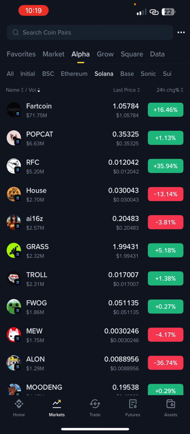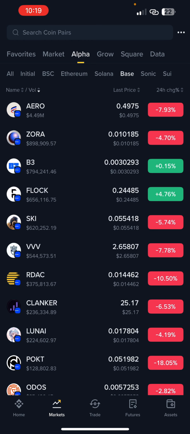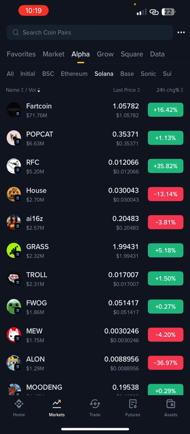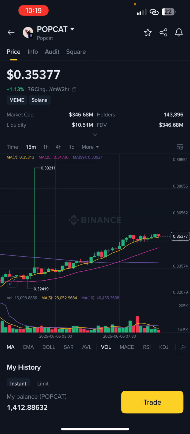So I'm going to go to Solana. I like to trade tokens on Solana because it has the cheapest gas fee. I've not traded anything on Base. It should also have very low gas fee, but I've not done anything on Base. But for Solana, it gives you a gas fee of around 1 cent. That's cool for people that have low liquidity.